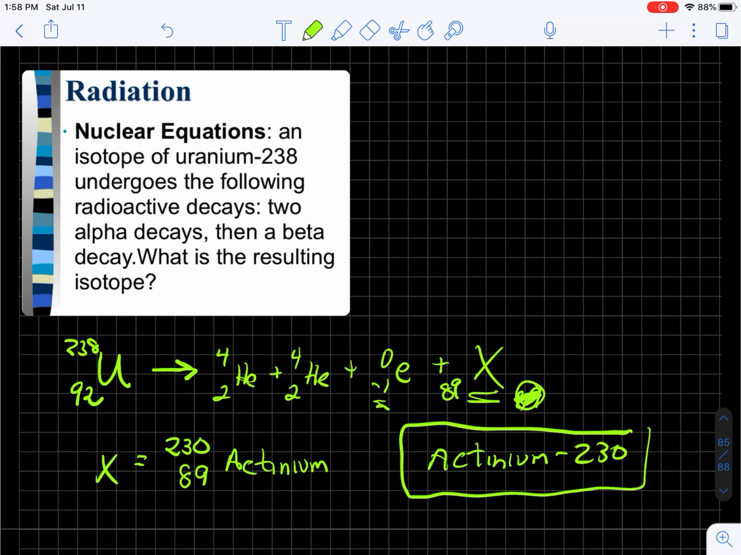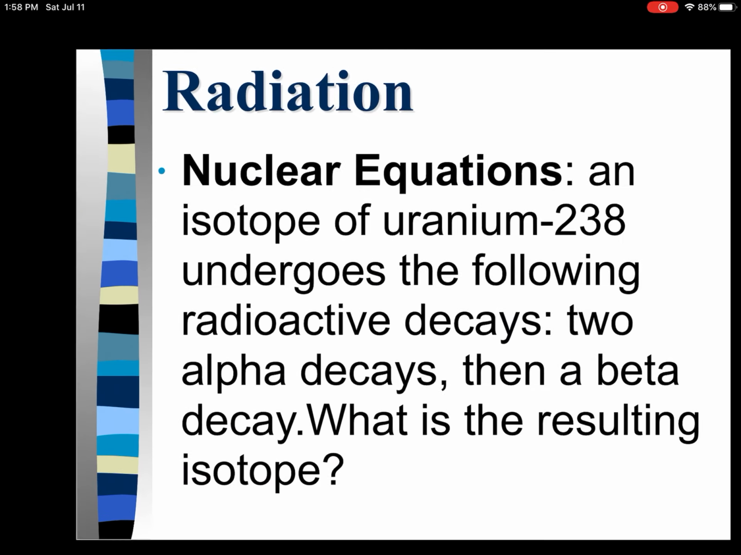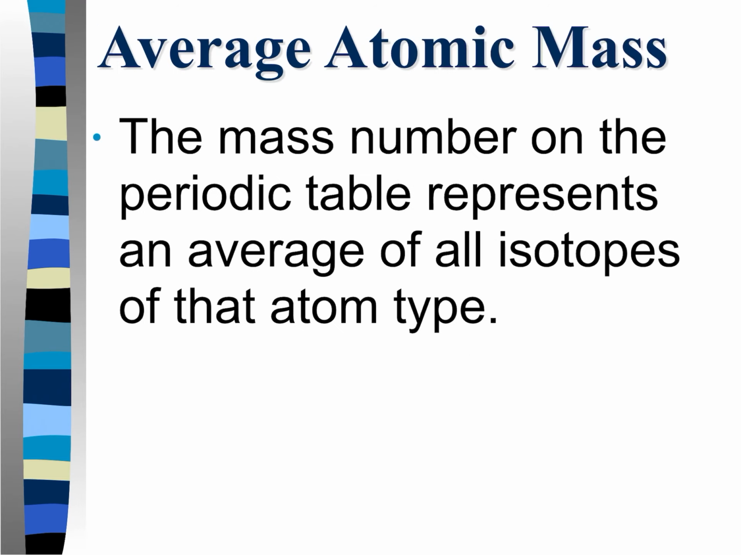So in other words, the particle left over is actinium-230. Right. Really very easy. Easier, I think, than balancing regular equations. Alright, so let's see if I covered everything that I wanted to in this slideshow.